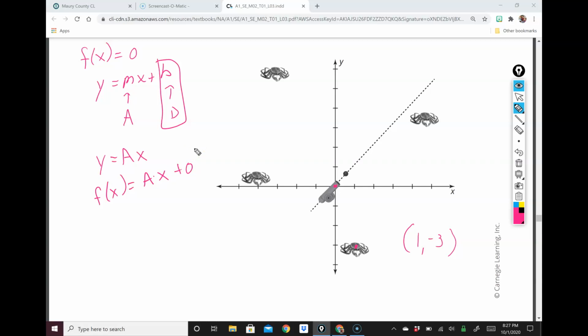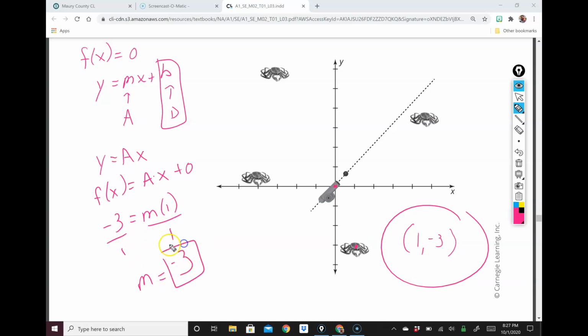So I'm basically trying to figure out what the slope is. Let's plug in this ordered pair. So -3 for your y, m for your slope, or a, whatever you choose to use, and then 1 for your x. Solve for m or a. Divide by 1. That doesn't change anything, so my slope is -3. So that is your a.